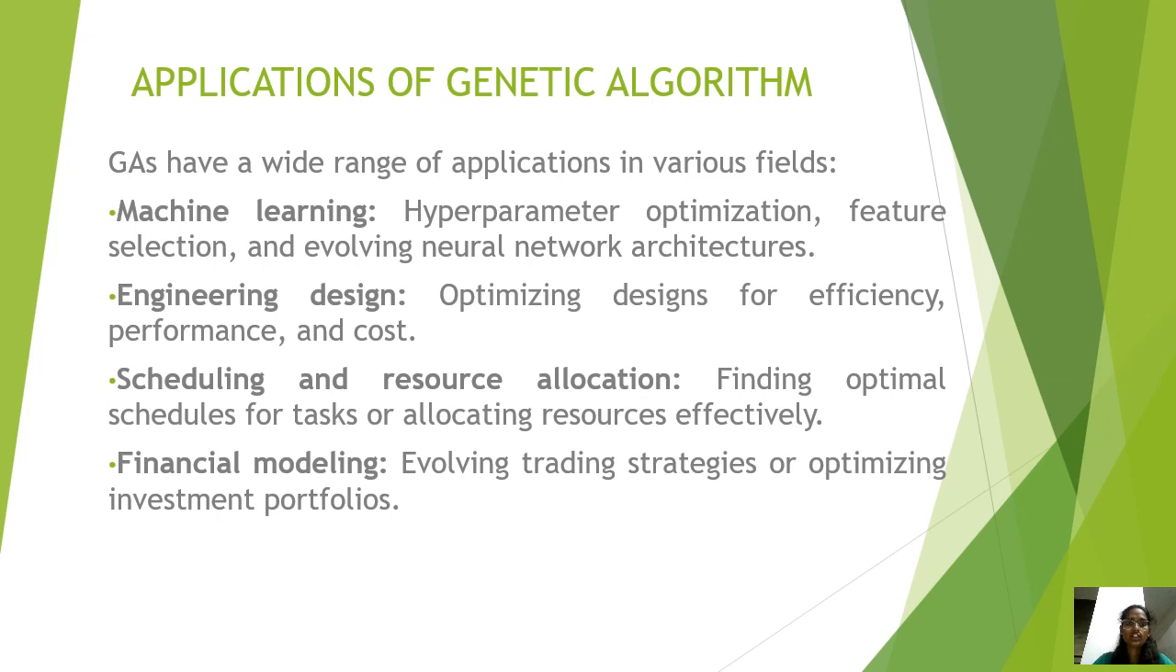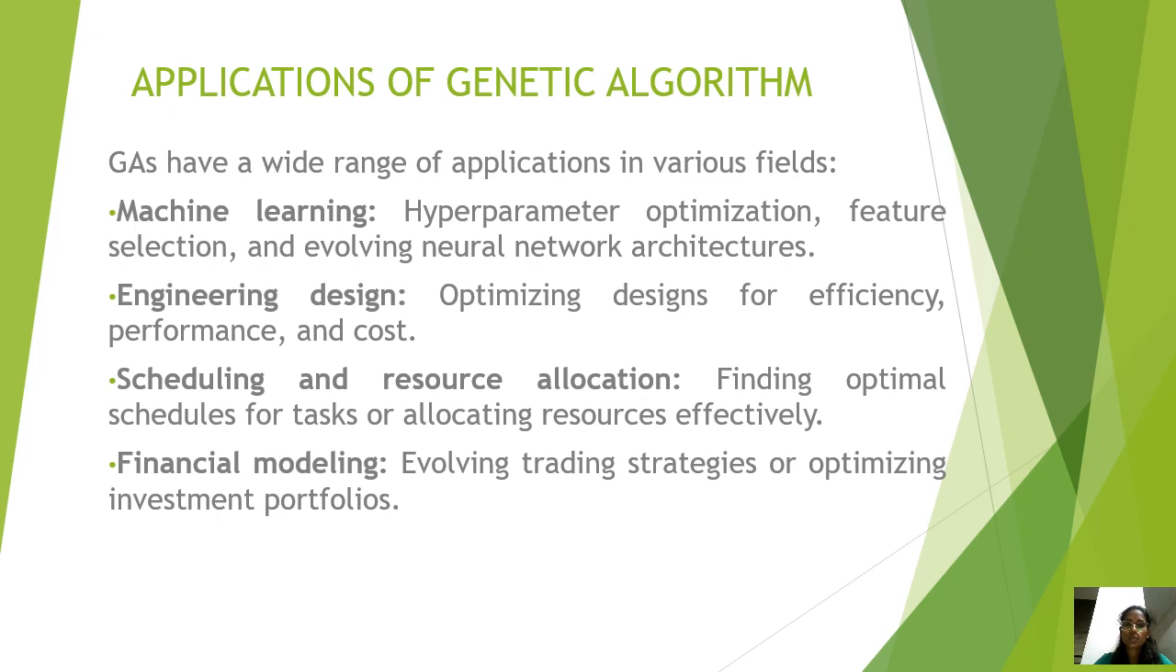Like in machine learning, the applications include hyperparameter optimization, feature selection, and evolving neural network architectures. In this way, genetic algorithms help machine learning.